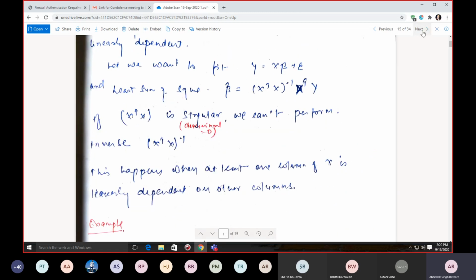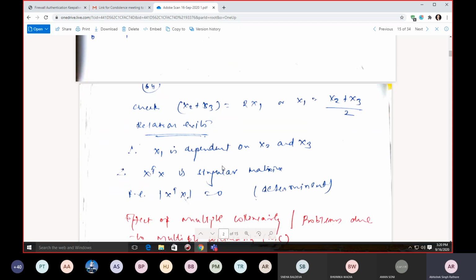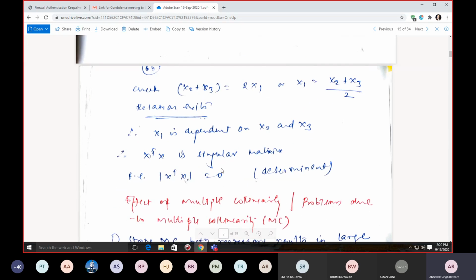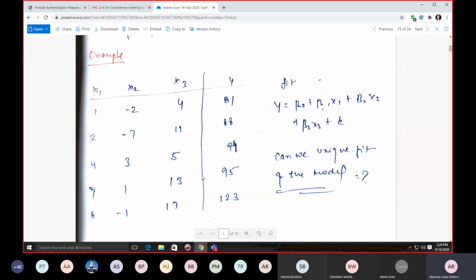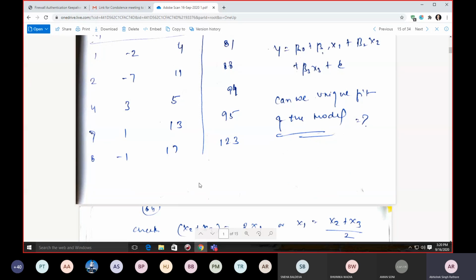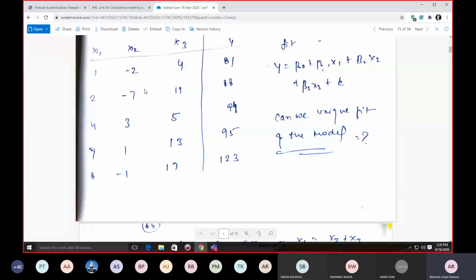So I will start again. First let's check this line again. This x2, this is my x2.